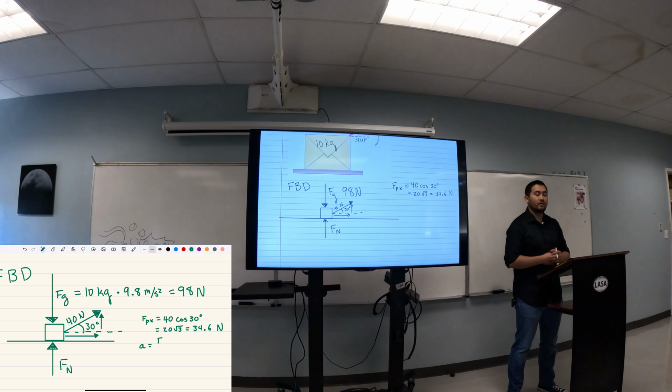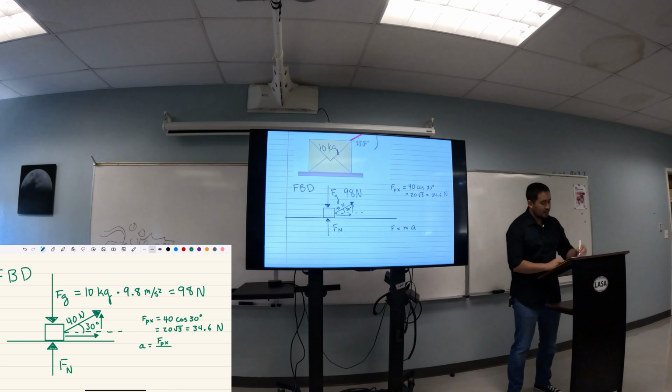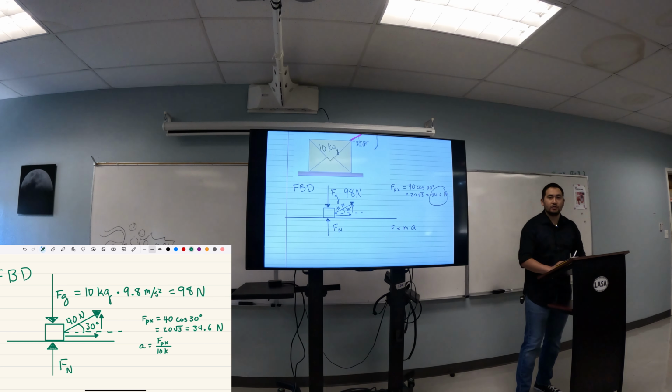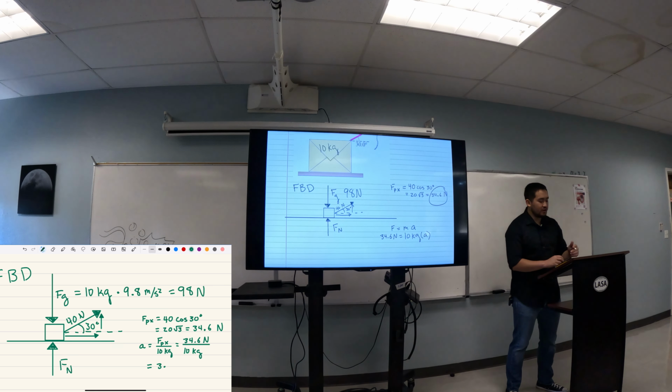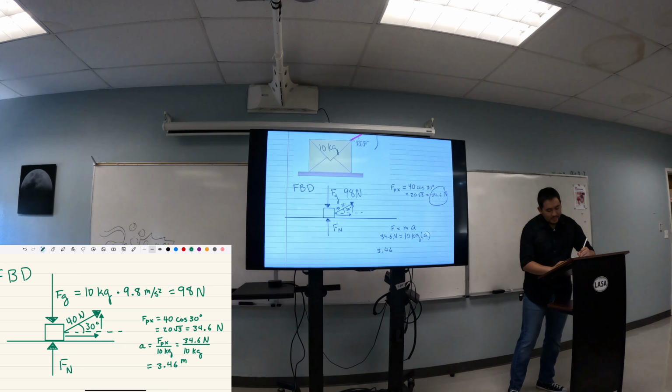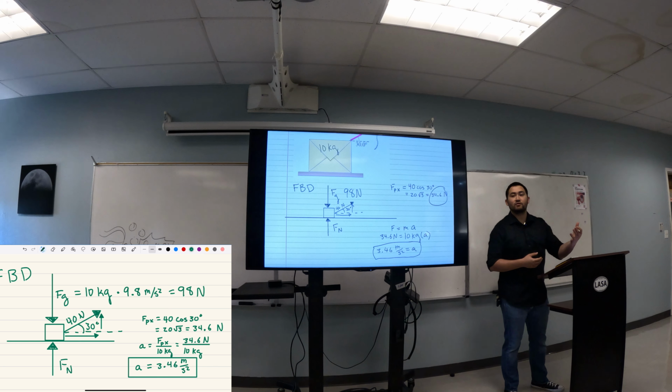F equals ma, that's absolutely right. So we're going to use Newton's second law to find the acceleration that the box is experiencing right now. And we're going to go ahead and plug in that 34.6 newtons as our net force. 34.6 newtons must be equal to 10 kilograms times acceleration. Alrighty? So if I divide both sides by 10 to isolate my acceleration, then I'm going to get 3.46 meters per second squared is equal to a. So that's the answer for a.